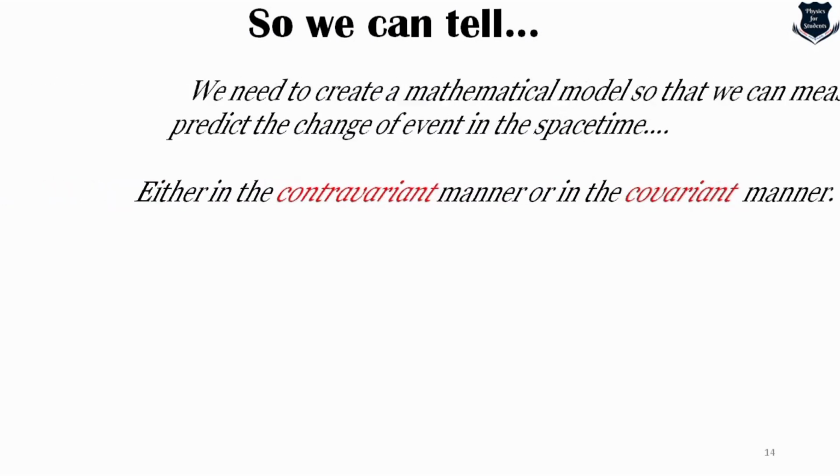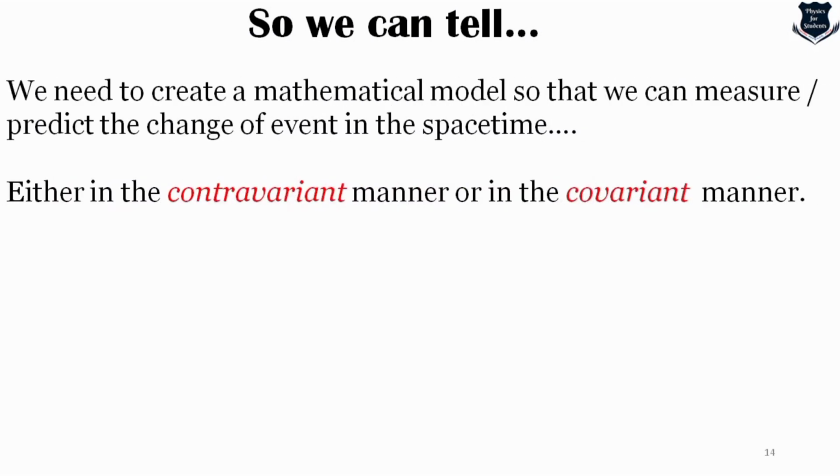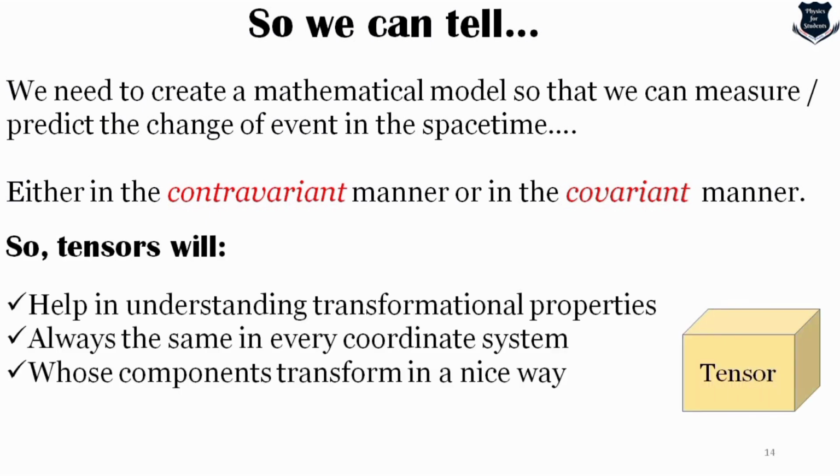So what we can tell is that we now need to create a mathematical model so that we can measure or predict the change of an event in space-time. Either it should be contravariant, that is in the opposite direction, or in the covariant direction. So tensors will help us understand transformation properties. It will always be the same in every coordinate system, and its components transform in a nice methodical way, which helps us in easy calculation.